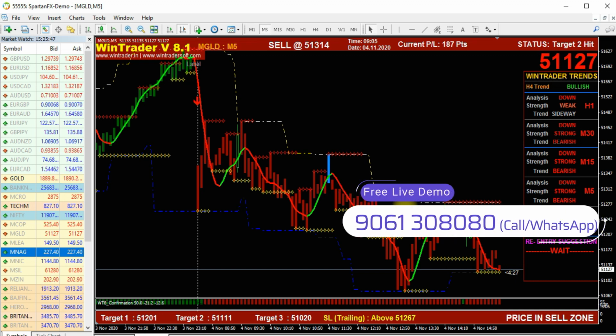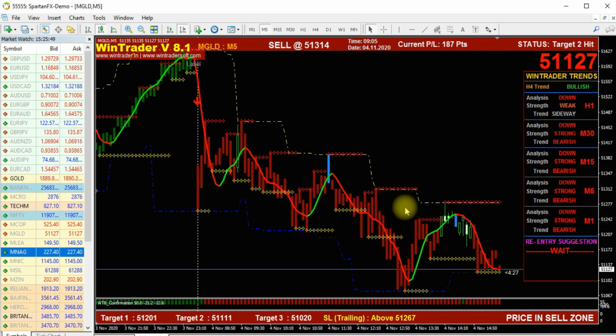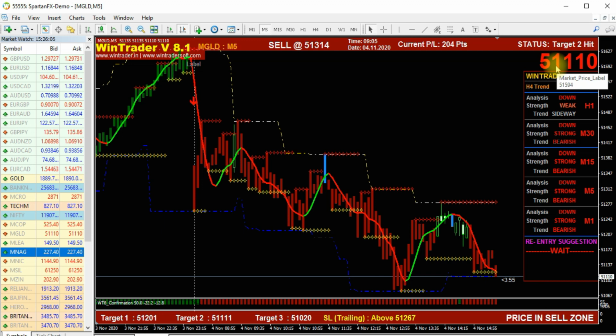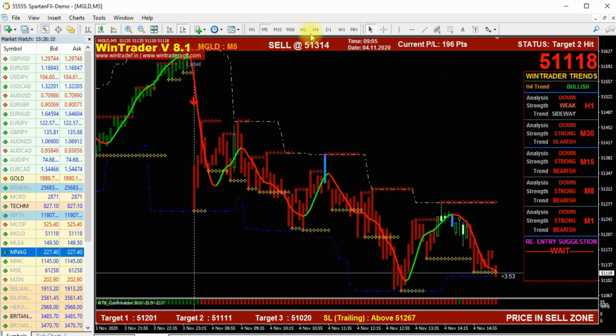Gold chart in 5 minute time frame with WinTrader version 8.1. This is our latest version. As you all know, WinTrader 8.1 is our latest version, and this is the gold performance level, how its signals are working, and how much profit we earned today with the gold chart. I'll explain the profit report with the gold. So please check this chart first.